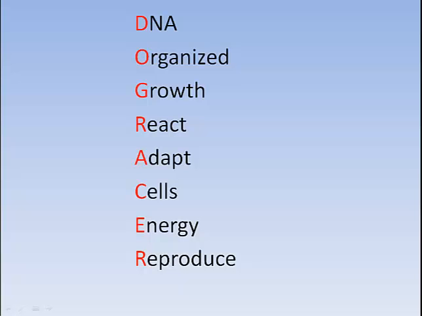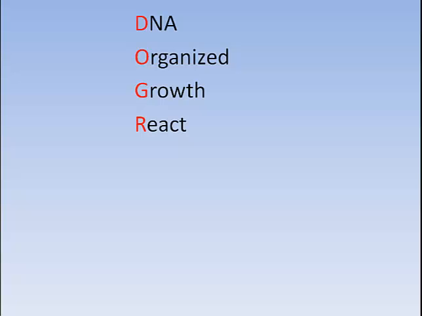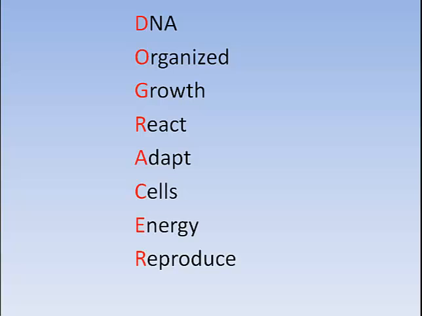So if I tell you, oh, this thing is alive, then you immediately know that it must have DNA, that it's organized, that it grows, that it reacts, that it adapts, that it has cells, that it uses energy, and it reproduces. Anything alive has to have all those things. So let's do it together. D is for DNA. O is for organized. G is for growth. R is for react. A is for adapt. C is for cells. E is for energy. R is for reproduce.